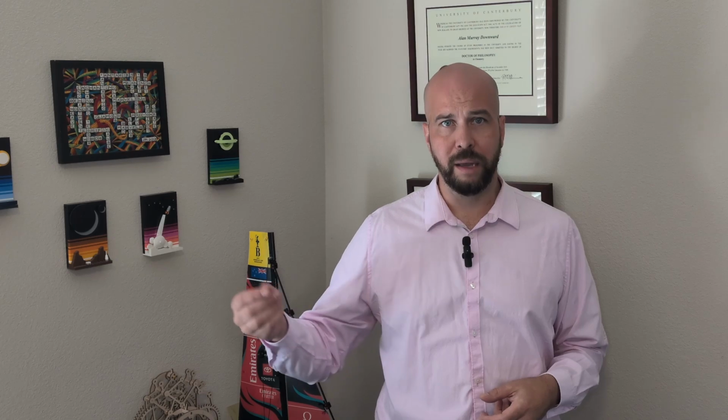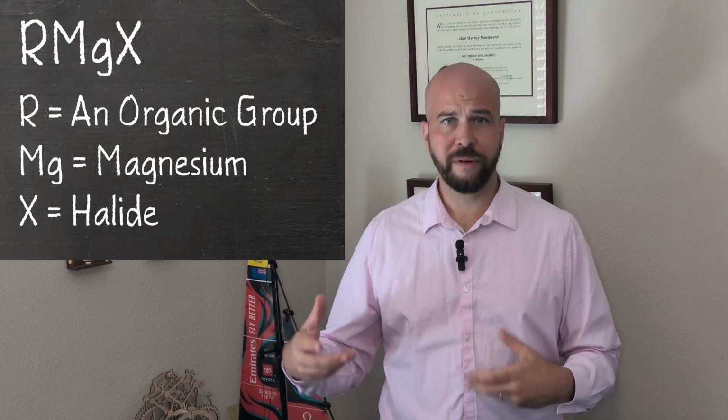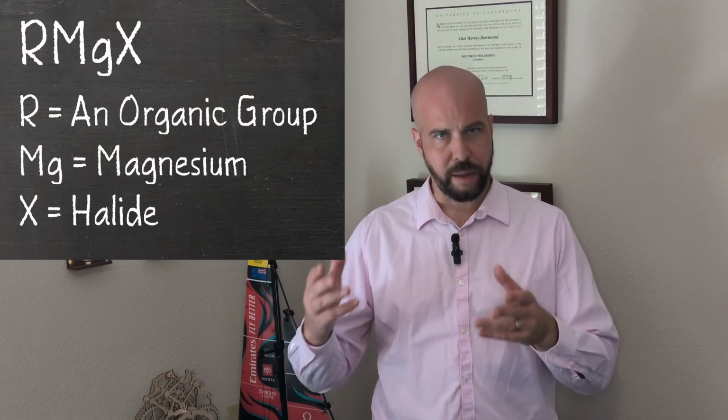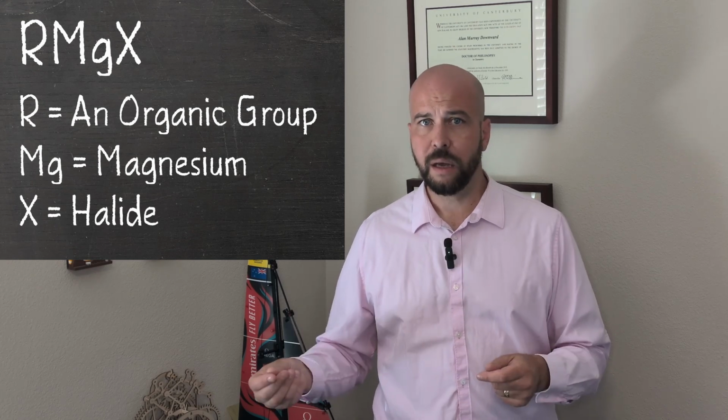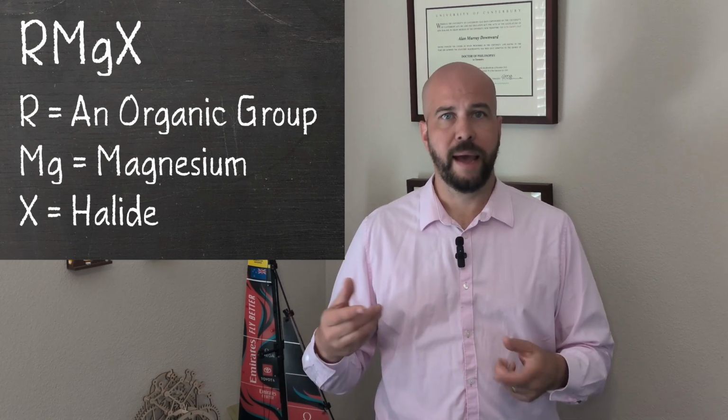For today's video, we're going to define the Grignard reaction as any reaction that involves a Grignard reagent. So now the question becomes, what is a Grignard reagent? These reagents have the general formula RMgX, where the R refers to an organic group, the Mg is the element magnesium, and the X refers to a halide, most commonly bromine.